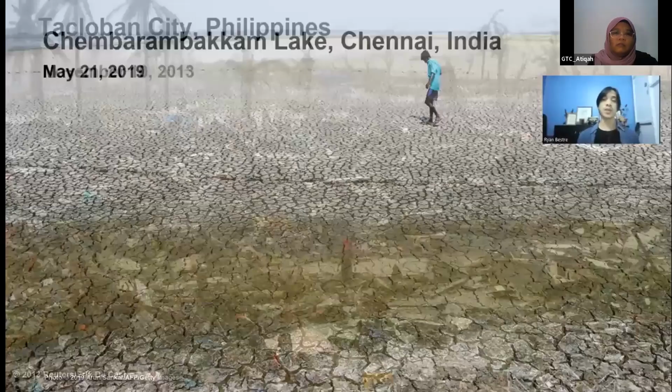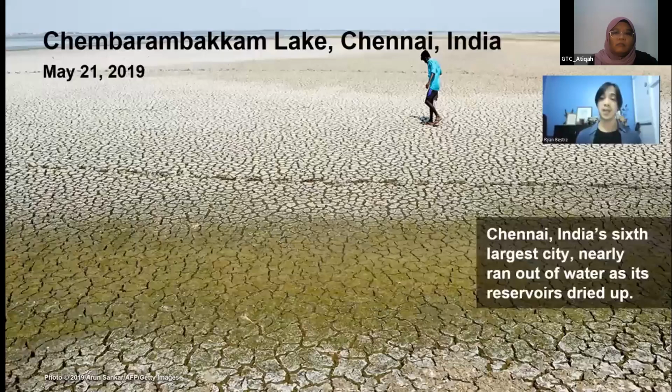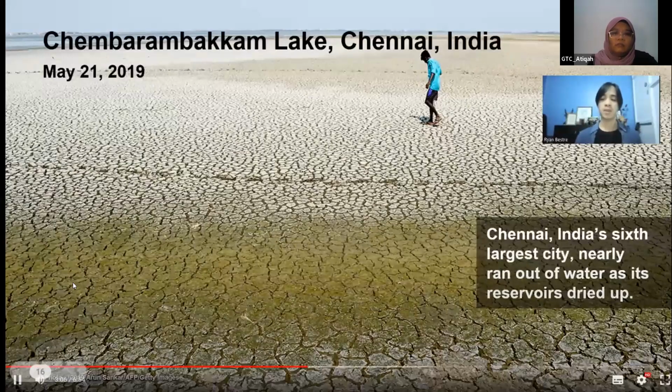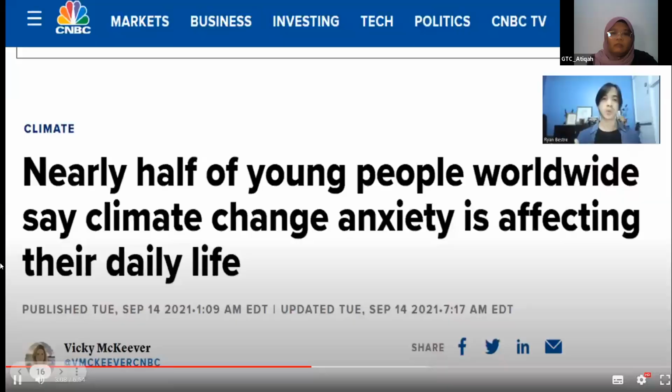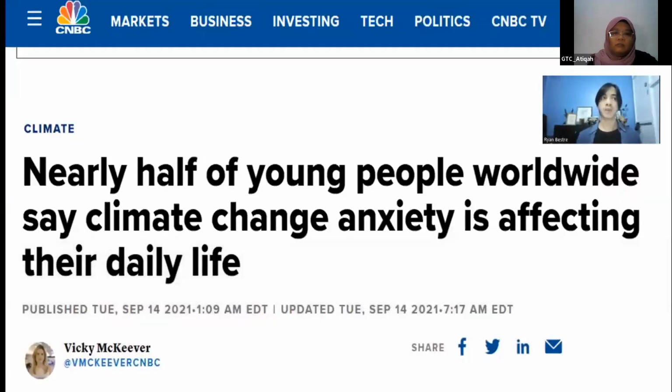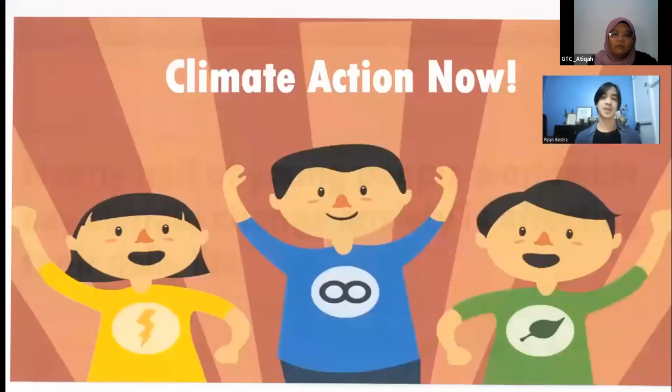This photo is of a lake in India, which experienced droughts. And these are only a few of the climate impacts. And young people, the youth, children, our students, they are very vulnerable to climate impacts. And since they are exposed to all of these, they're also experiencing a lot of climate anxiety. So that's the bad news.